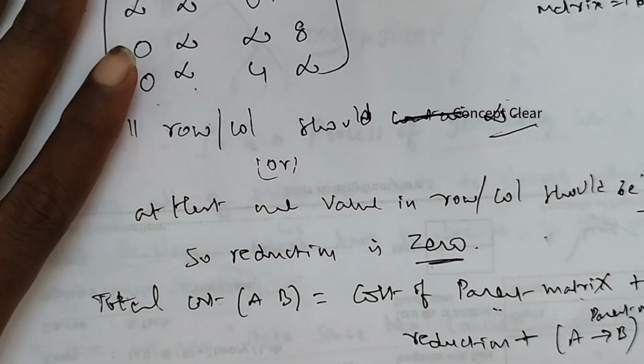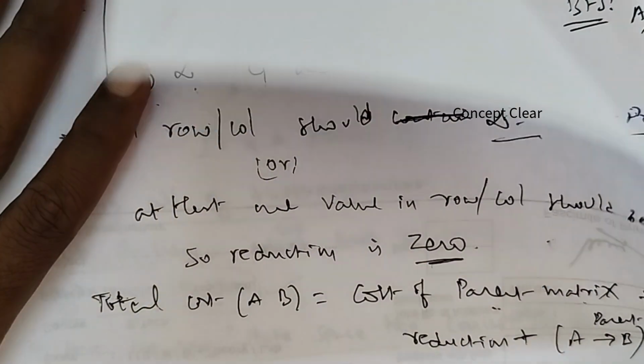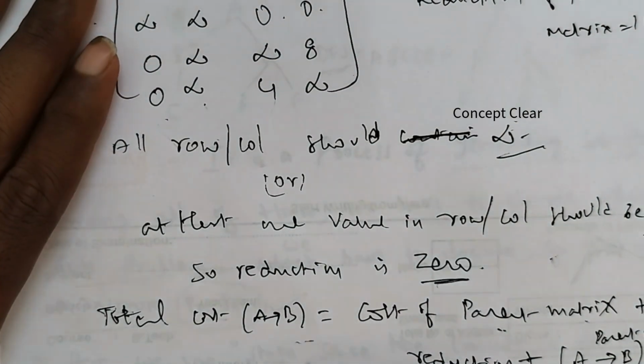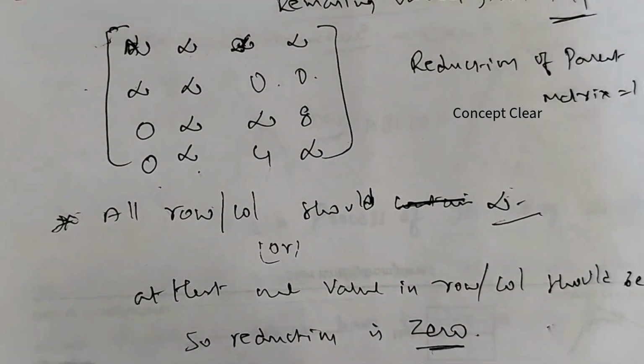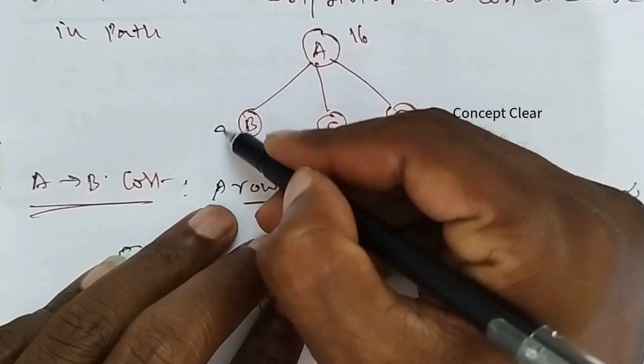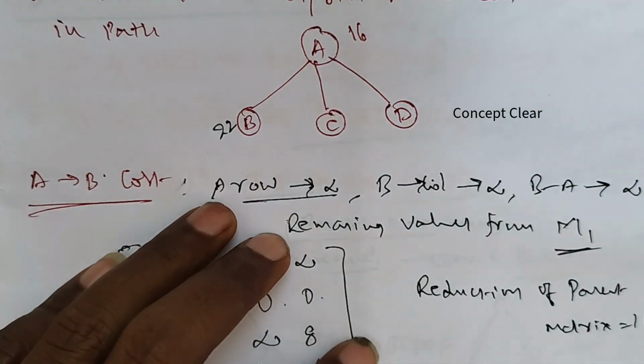So what is the total cost here? The total cost is 22. To travel A to B, the cost is 22. So I have to update the diagram. Here the parent total reduction is 16, and the A to B cost is 22.